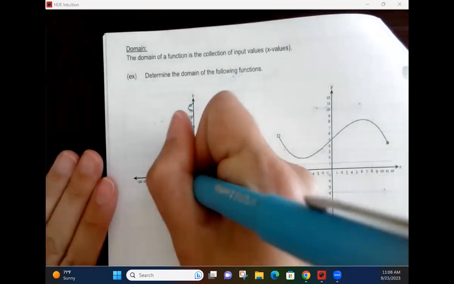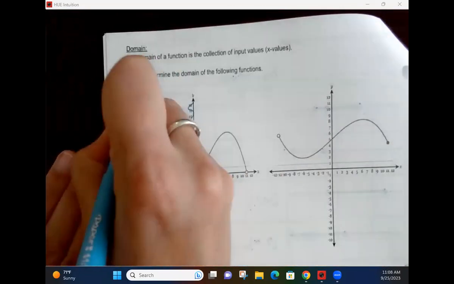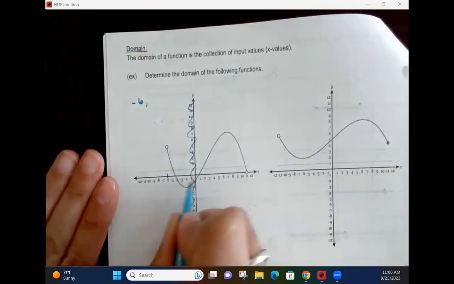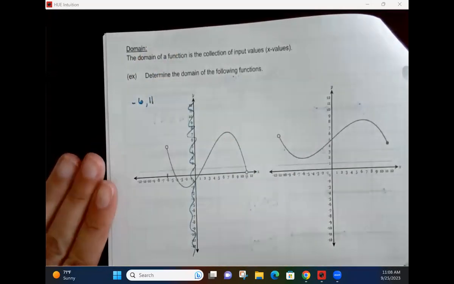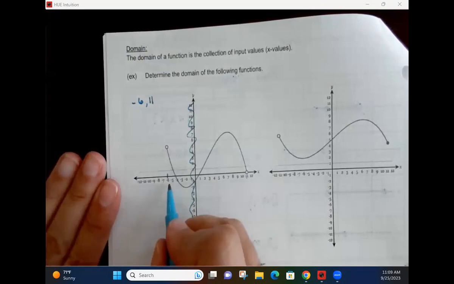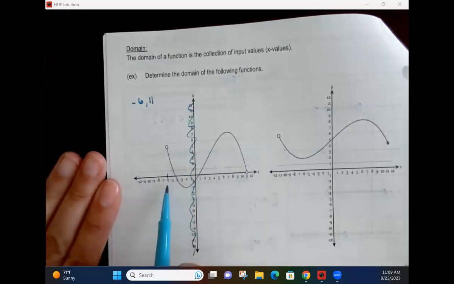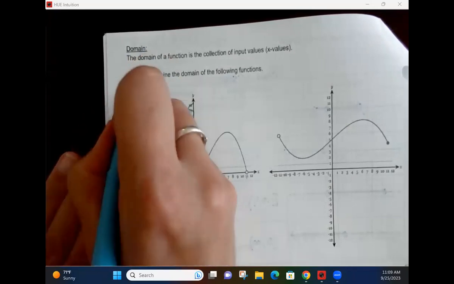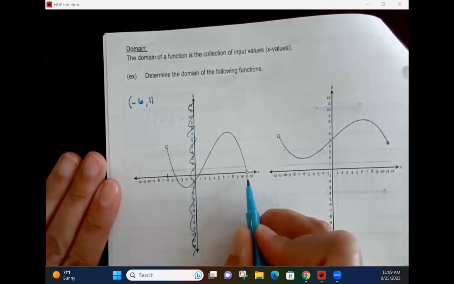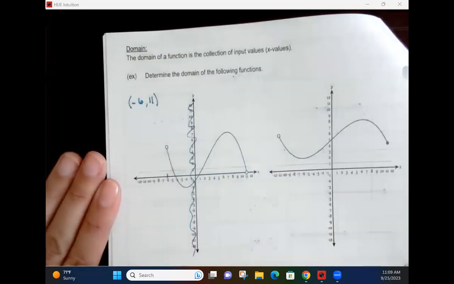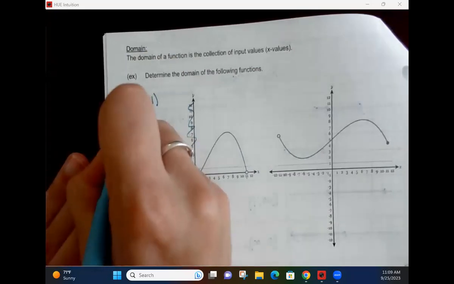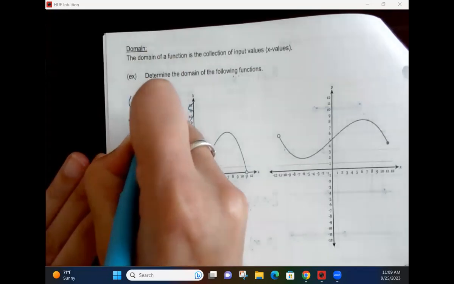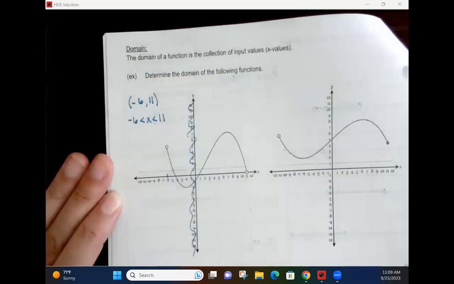So we start when x is -6, and we stop when x is 11. So my domain from this function would be -6 to 11. Do I want a parenthesis or a bracket at -6? Parenthesis, it's an open circle, that's a parenthesis. How about at 11? Another parenthesis. In inequality notation, again, I'm going to practice both as we're working today. This would be -6 is less than x is less than 11.